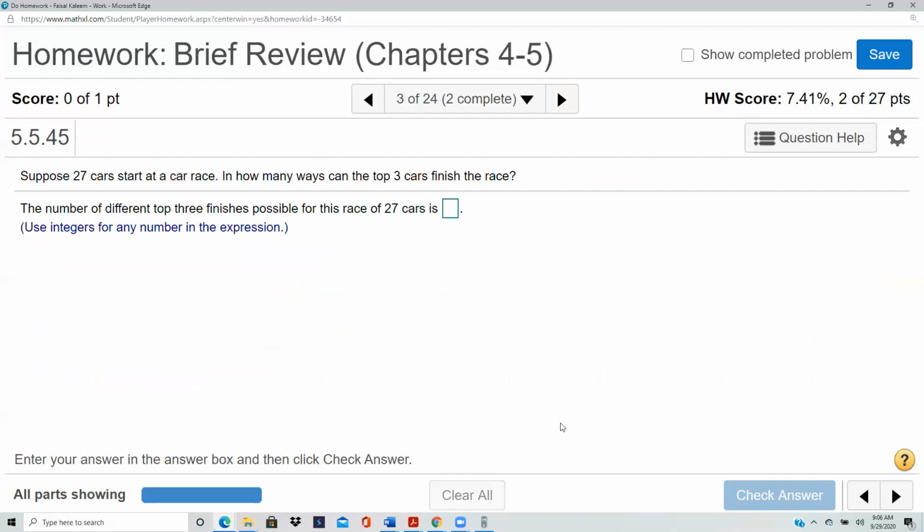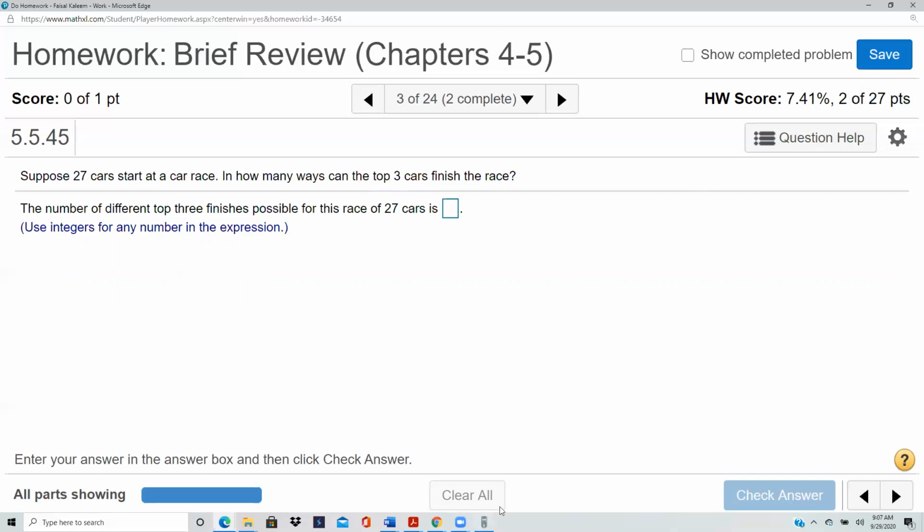Suppose 27 cars start a race. In how many ways can the top 3 finish? So you know that it's either combination or permutation because you're selecting 3 cars out of 27, right? Now tell me, will the order matter in this kind of situation or not? It would, because it's just the top 3, and you want to be number 1, right? So order matters, and if order matters, is it combination or permutation?